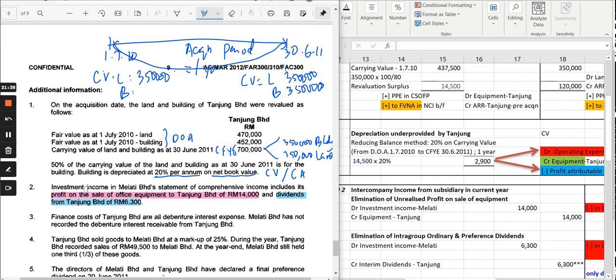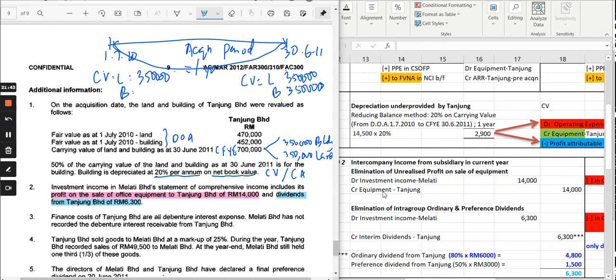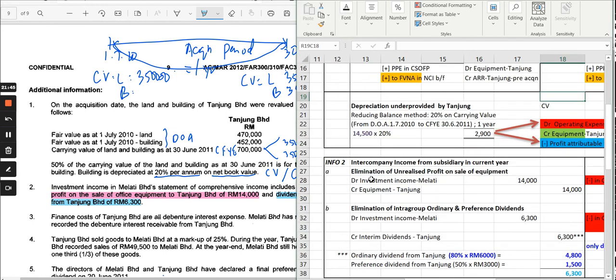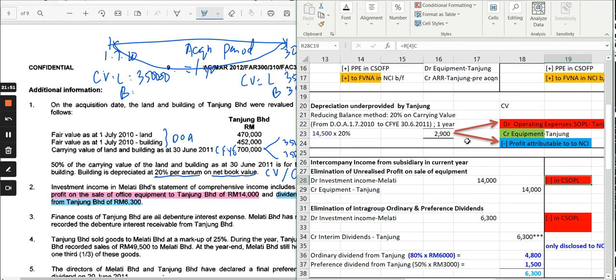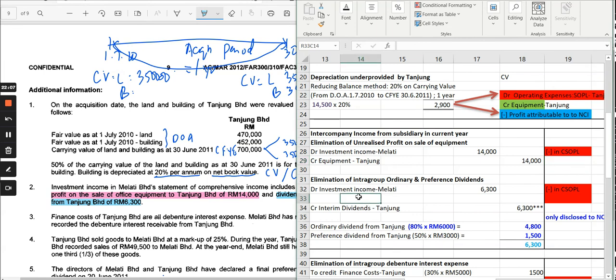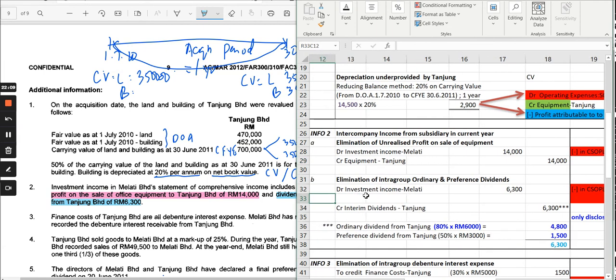So you will need to go and debit your investment income. So I have done that here for the investment income elimination. So 14,000. So when you do that, that will be adjusted in the Sopl later. And the equipment, you won't see the adjustment in the Sopl, because equipment will give the impact in the consolidated statement of financial position. Another one is this, regarding the investment income. You also will remove there, and that will be adjusted in our working in a short while.